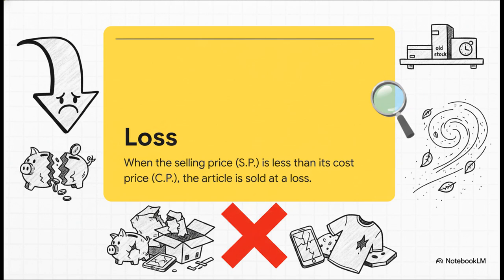Now, what about the flip side? Well, sometimes a seller has to sell something for less than they paid for it. Maybe it's last season's model and they need to clear it out, or maybe it got a little damaged. When that happens, they take a loss. It's the exact opposite of a profit.